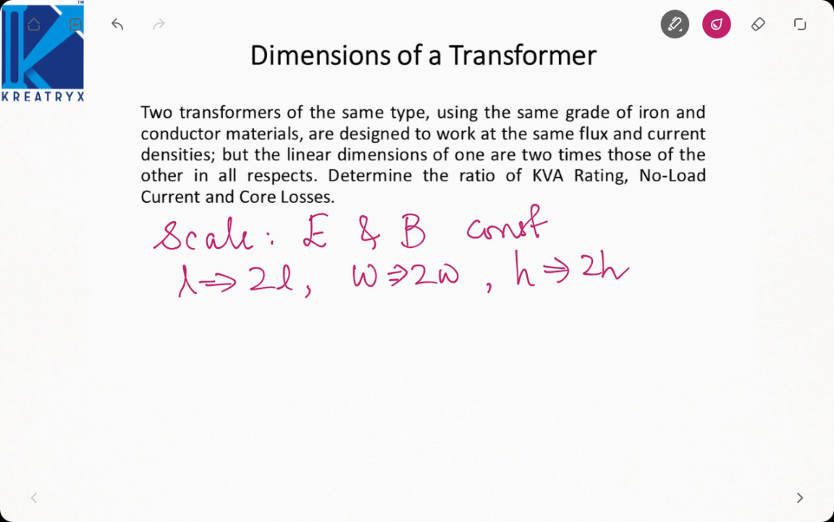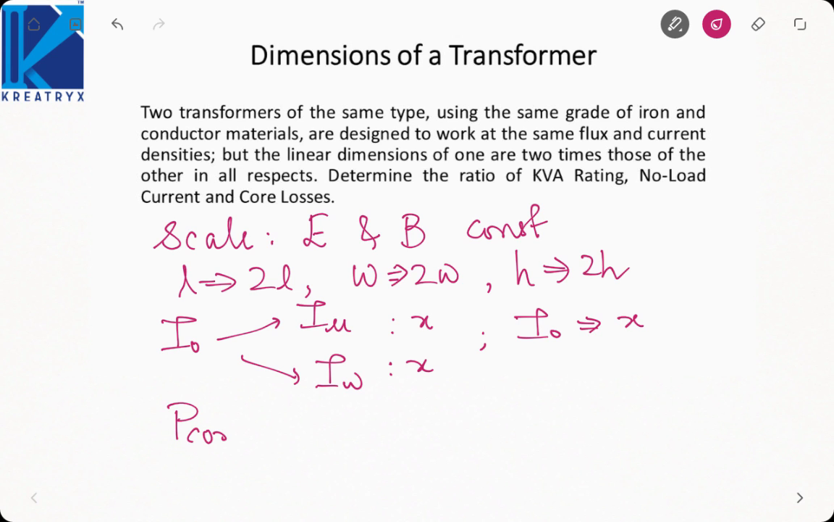Now what is the effect on different parameters? The first one is no load current. I naught, which comprises I mu and I W, both are scaled by the same factor x, that is the factor by which the dimension is being changed. That is why I naught will also be scaled by the same factor x. What about core loss? It will be scaled by a factor of x cube, that is proportional to volume. Because if length, width and height are doubled, the core loss will become 8 times.